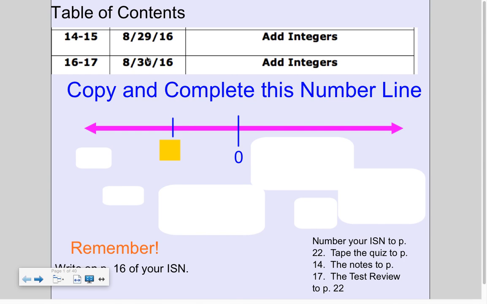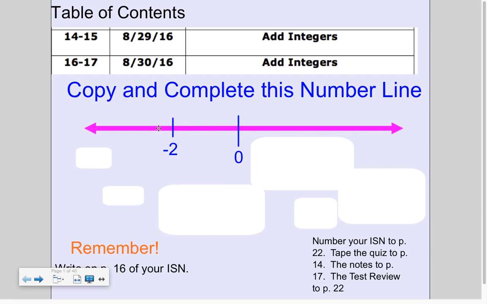Talking about adding integers, part 2. Let's look at our number routine for today. This is a number line, and we will copy this down, and we see -2, which is to the left of 0. So in the number line, as a reminder, what do you know about it?